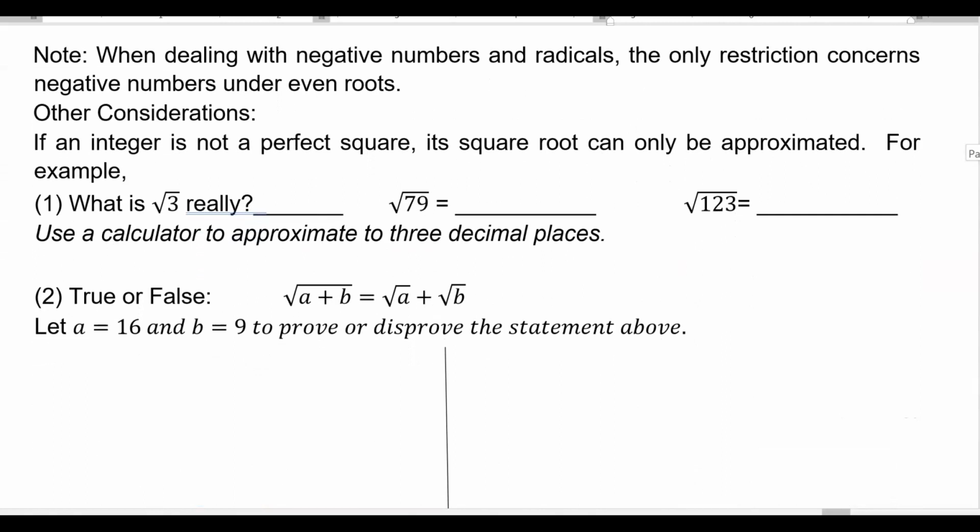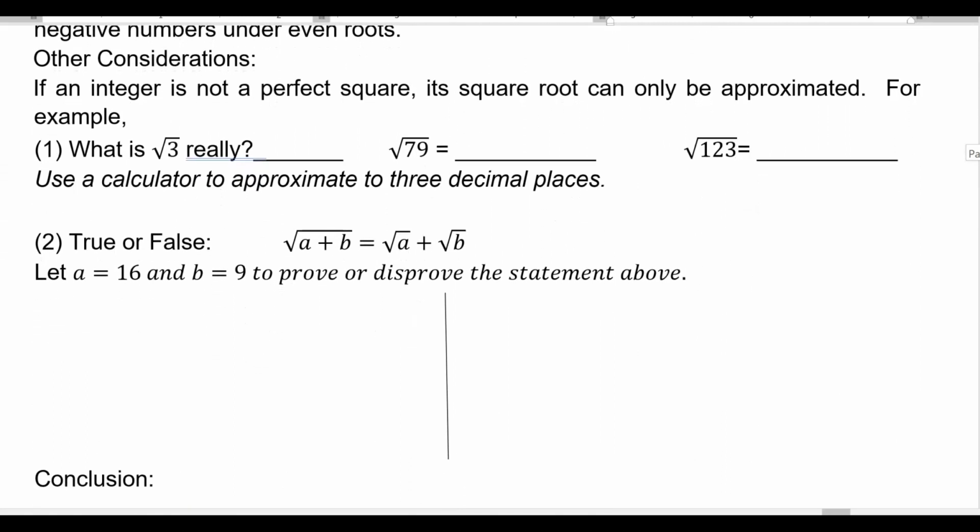All right, if an integer is not a perfect square, its square root can only be approximated. For example, what is the square root of 3? Now, we can't simplify that into another form, but we do know what it is based on our calculator. If you put the square root of 3 in your calculator, what would you get? Here I say use a calculator to approximate to three decimal places, and that means you want 3 numbers behind your decimal place. Always remembering that you have to round if necessary.